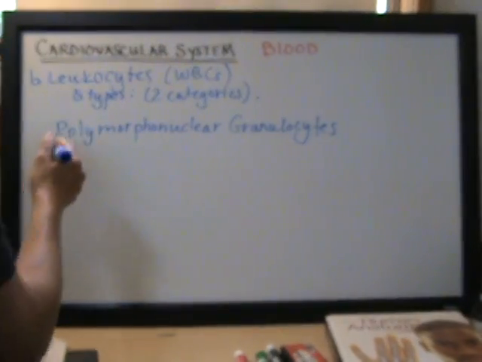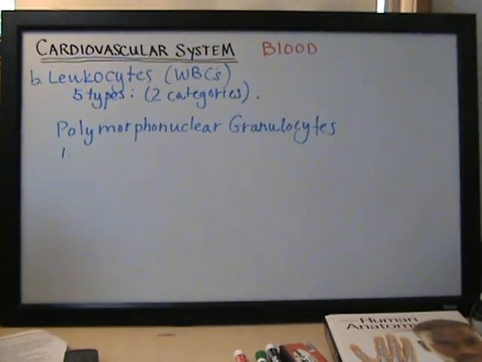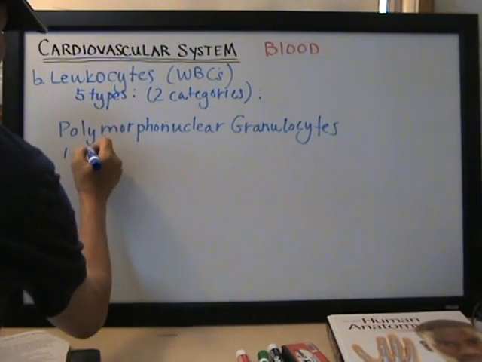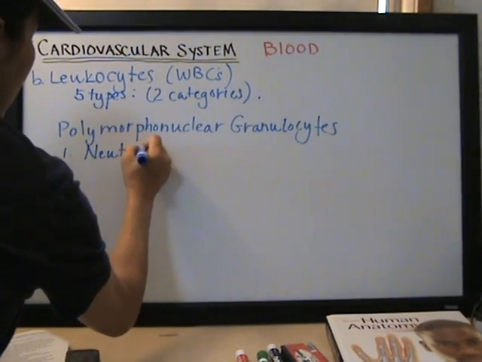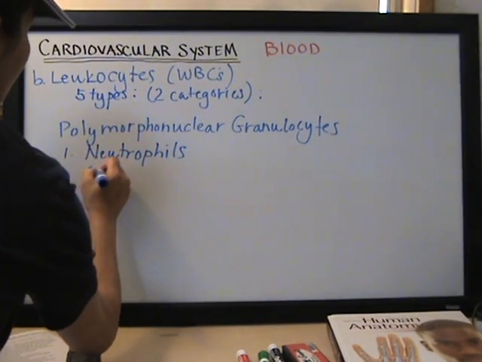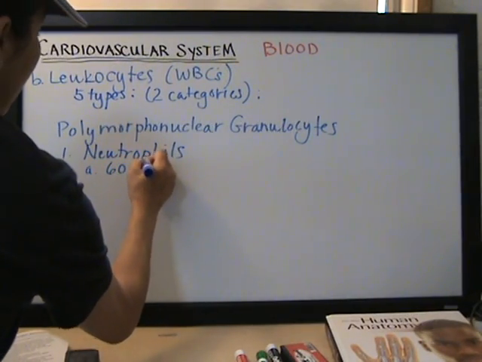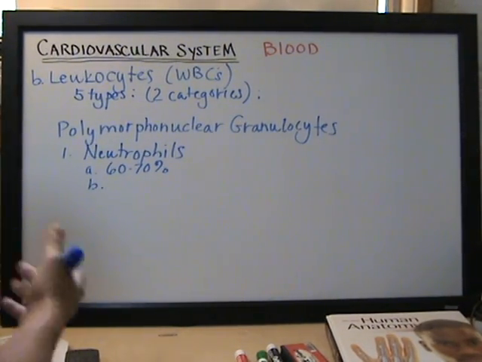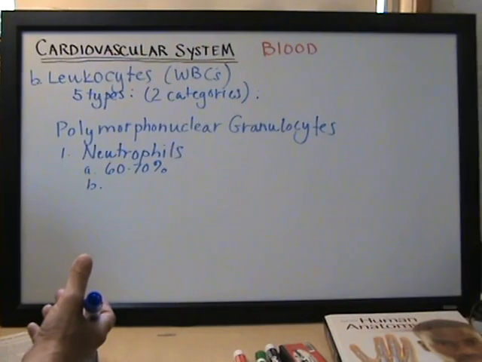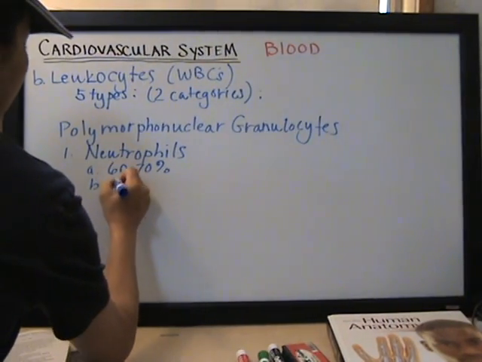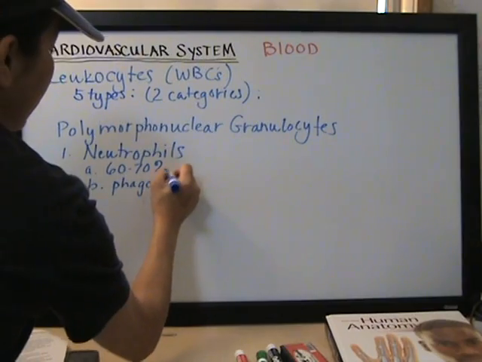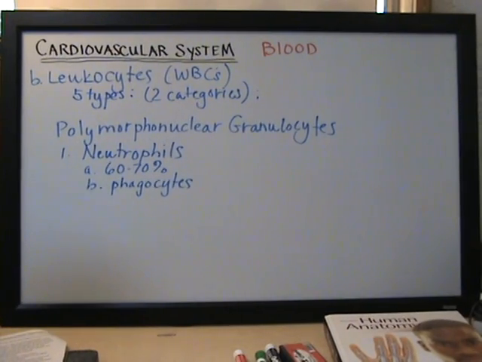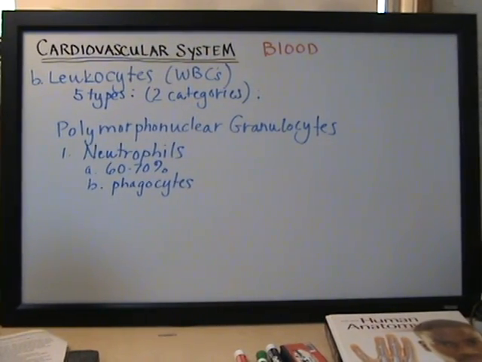Okay, so now we have these white blood cells whose nuclei are strangely shaped with granules, and there are 3 of them. The first one are the neutrophils. The neutrophils are by far the most common, comprising about 60 to 70% of all white blood cells. They're usually first on the scene in a bacterial infection, and they are phagocytic cells. So phagocytes, meaning they come in and engulf and get rid of bacteria and debris, etc.